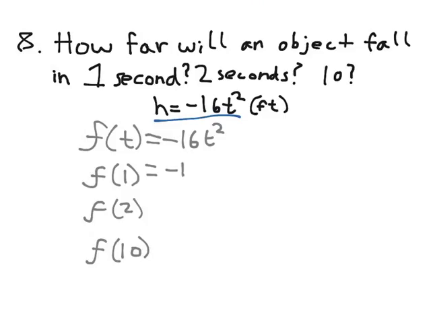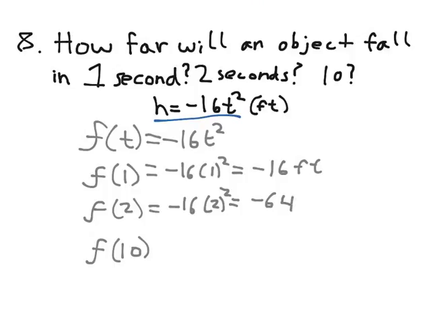So f of 1 is minus 16 times 1 squared, which is just minus 16 feet. f of 2 is minus 16 times 2 squared, which is minus 16 times 4, or minus 64 feet. f of 10 is minus 16 times 10 squared, which is minus 16 times 100, or minus 1600 feet.